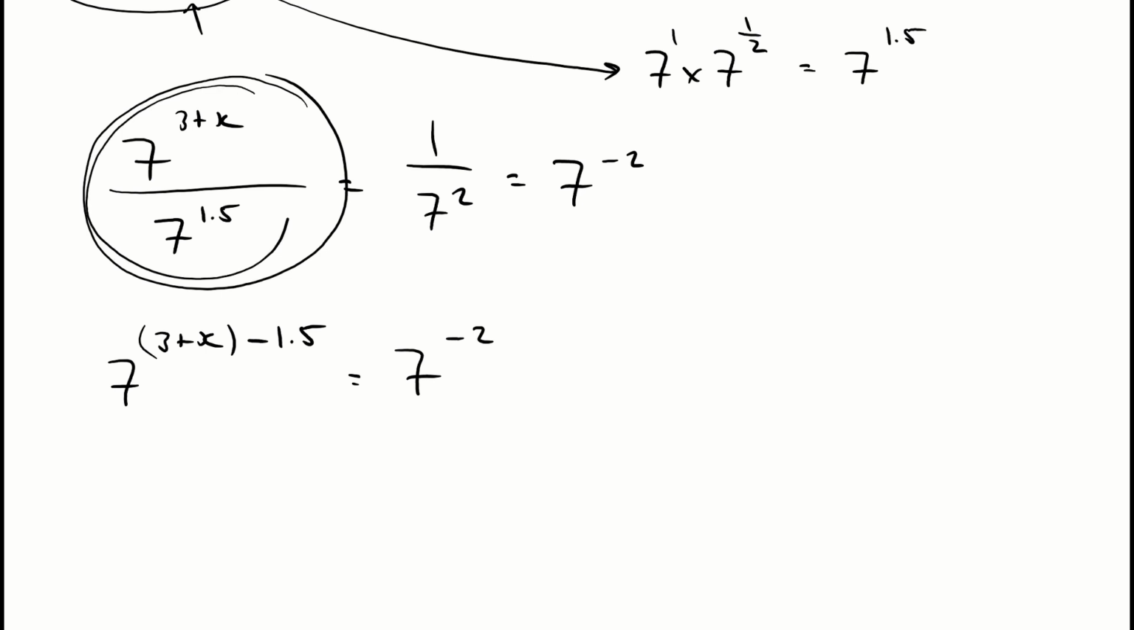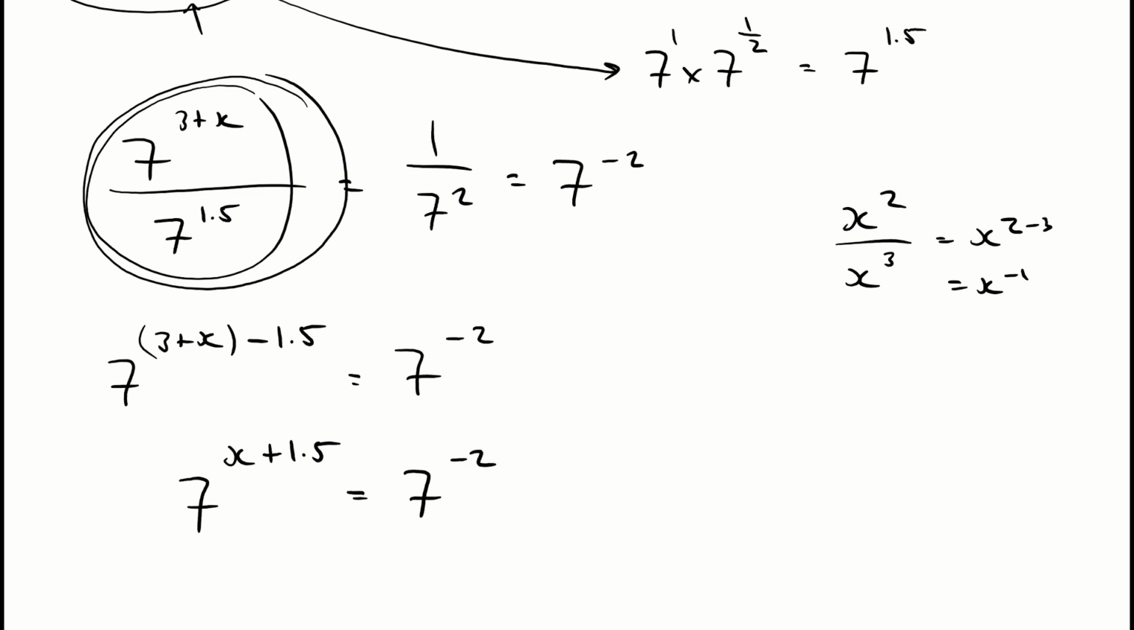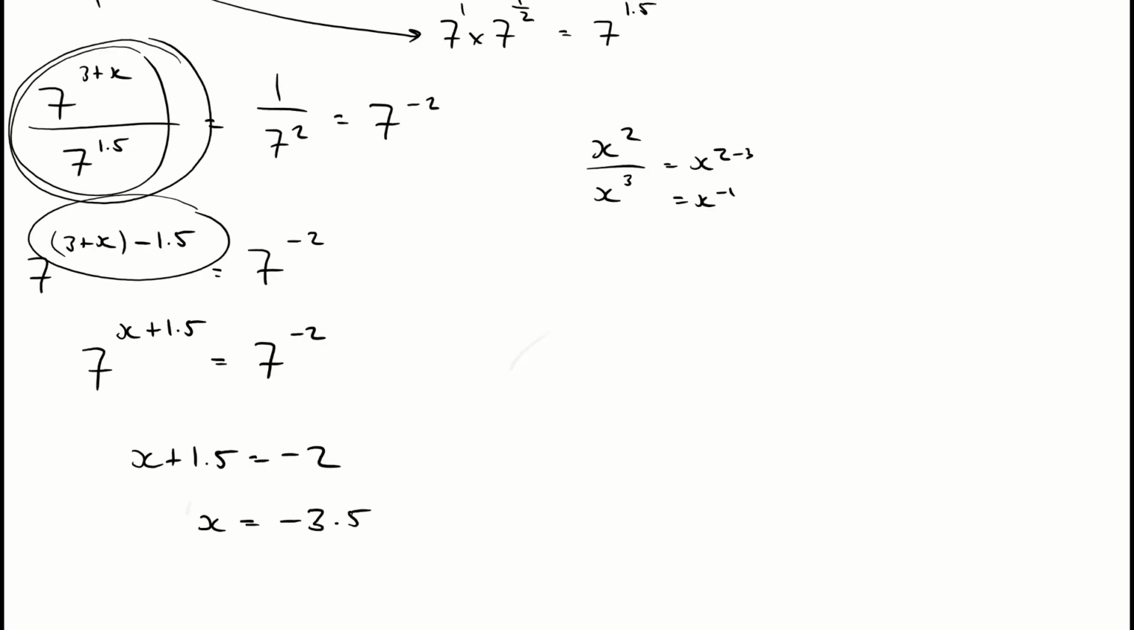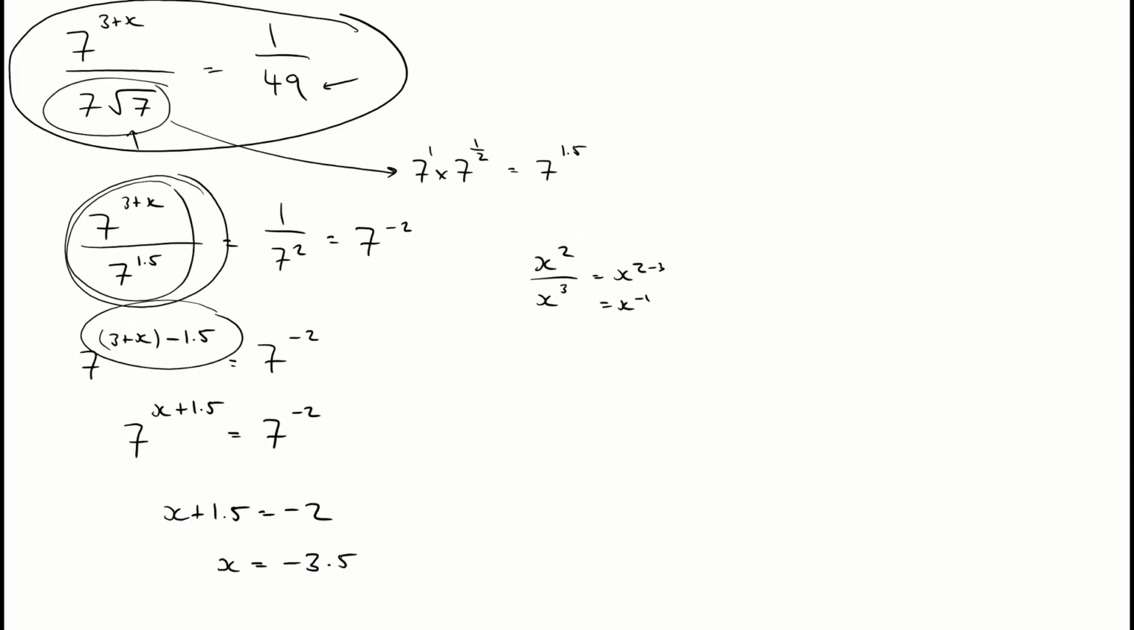All I've done here is what we do with indices: if it was x squared divided by x to the power of 3, then you would do x to the power of 2 minus 3, which would be x to the minus 1. So just using that subtractive law. I'm looking for when 7 to the power of x plus 1.5 is equal to 7 to the minus 2, simplifying this bit a little. Comparing my indices, I need x plus 1.5 to be equal to negative 2. So x needs to be negative 3.5 in this case for this equation to hold true.